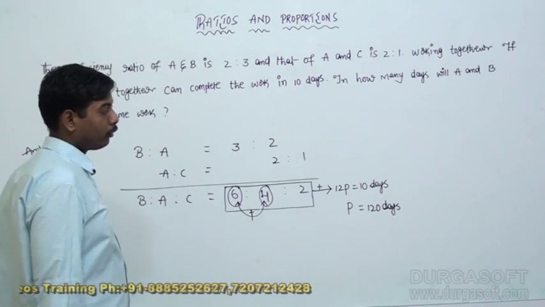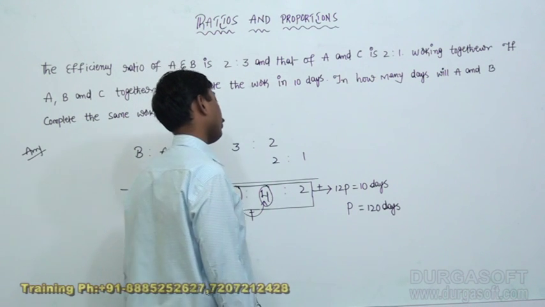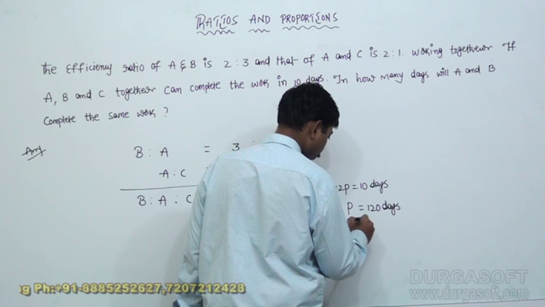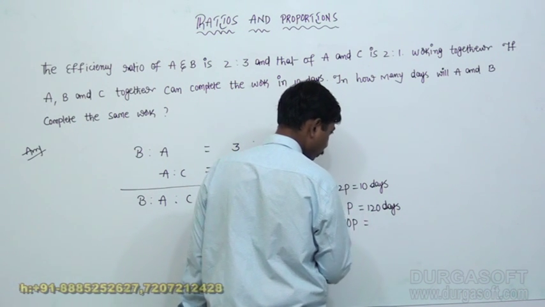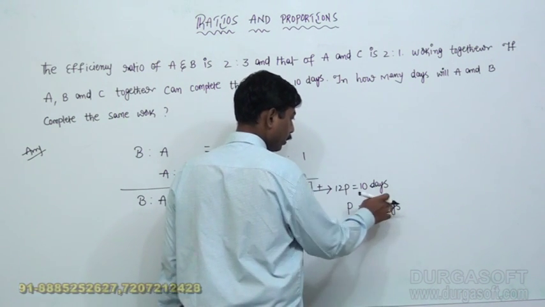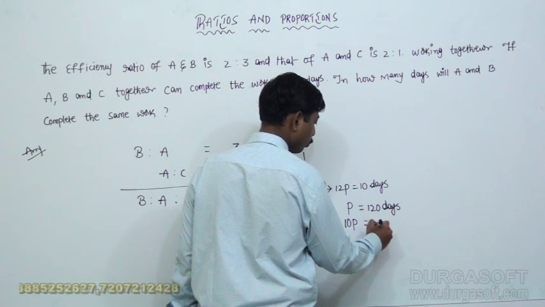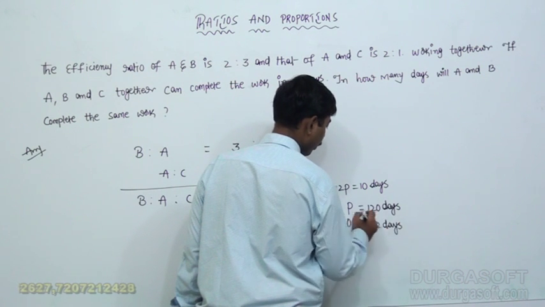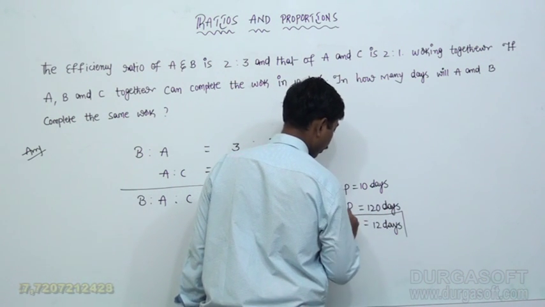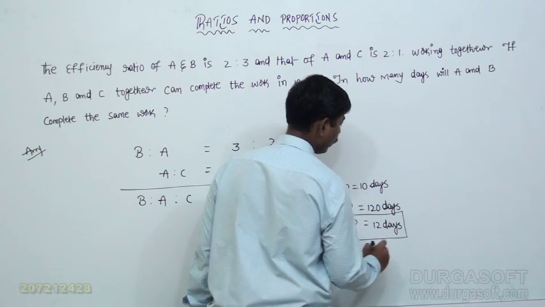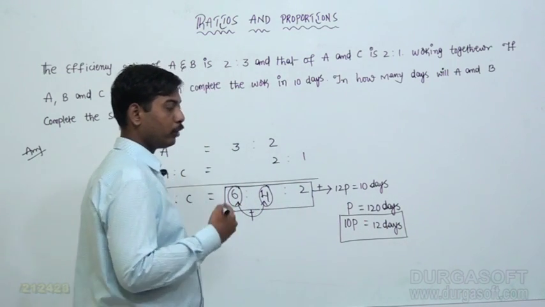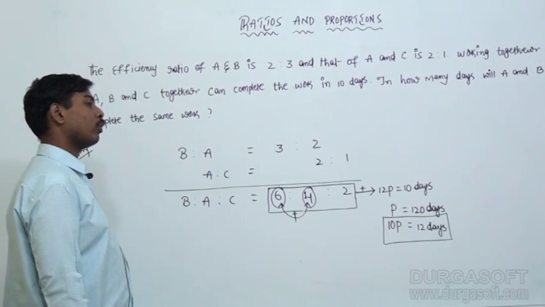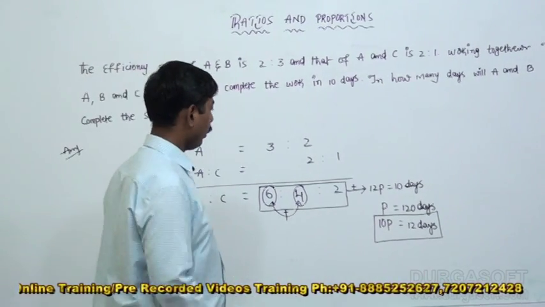One part needs 120 days to complete the work, which means right now A and B are 10 parts. 10 parts means how many times the people have increased? In that inverse ratio the number of working days has to decrease. 10 parts need how many days? 12 days. A and B together total 10 parts of A's efficiency, so the total work would be completed in 12 days.